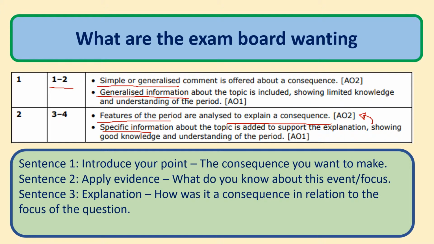So the writing frame I would have would be the first sentence is to introduce your point. What consequence are you trying to make? Apply some evidence to back it up with sentence 2, and then sentence 3 is to explain how it's a consequence in relation to the focus of the question.